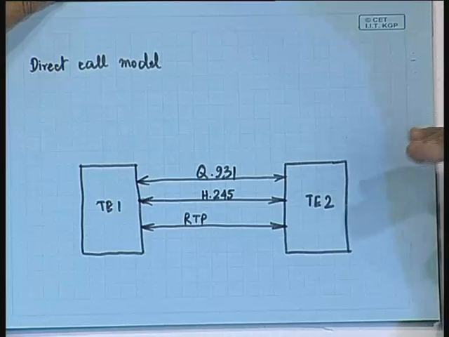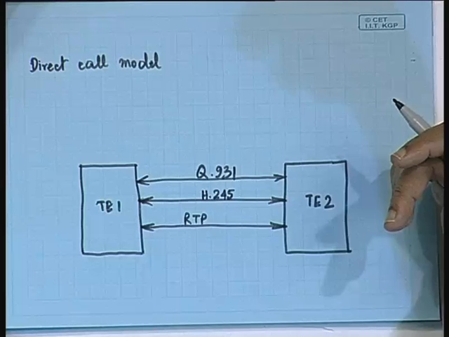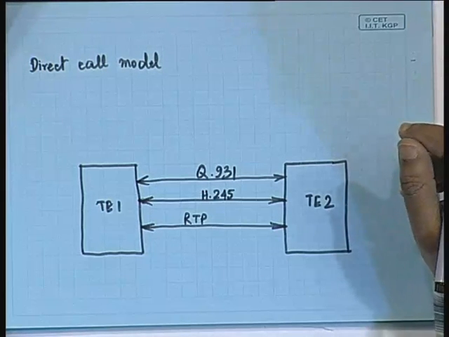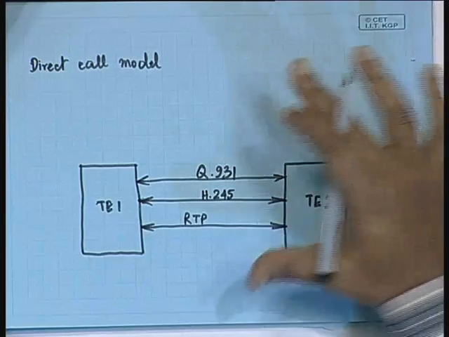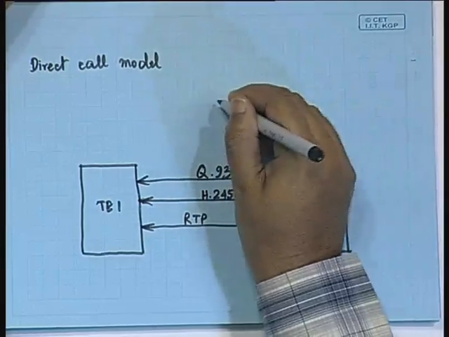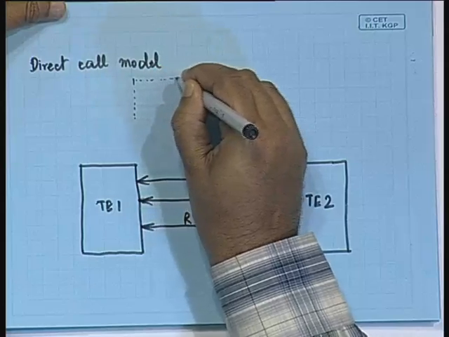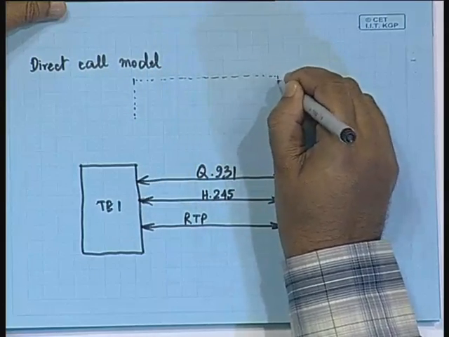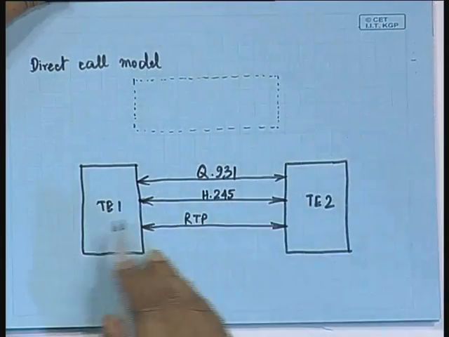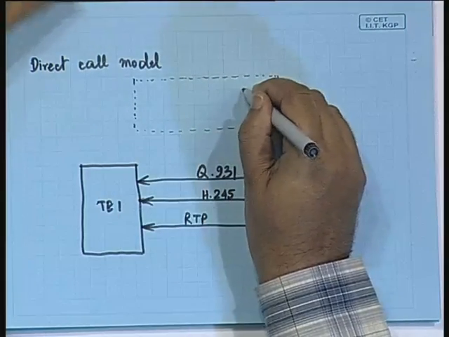Actually, this is the capability negotiation. But mind you, we have not shown any RAS. Now, if the RAS is dispensed with, in that case we do not have any problem. In fact, the direct call model can work without the involvement of RAS. But if RAS is needed, then the presence of the GK is necessary, because RAS is not something which you can have directly between TE1 and TE2. The RAS has to go through the gatekeeper.